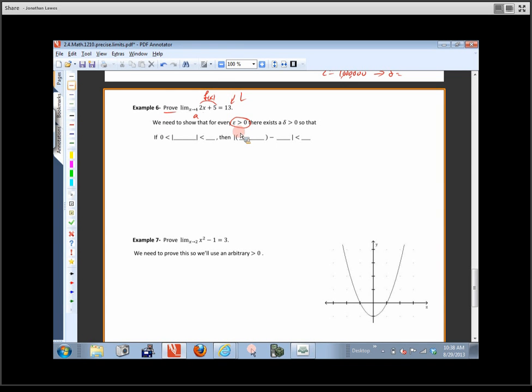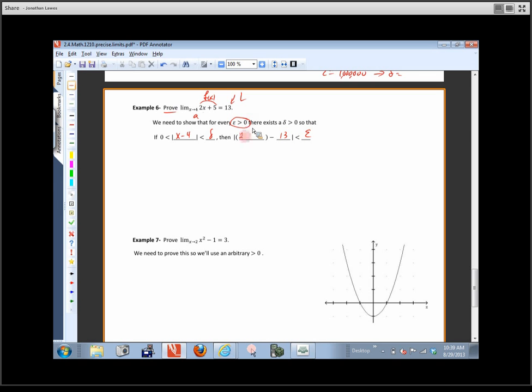So again, we're trying to find the existence of some formula for delta. Here's what we've got. We're trying to show that if the absolute value of x minus 4 is less than delta, then the absolute value of f of x, which is 2x plus 5, minus 13 is less than epsilon.